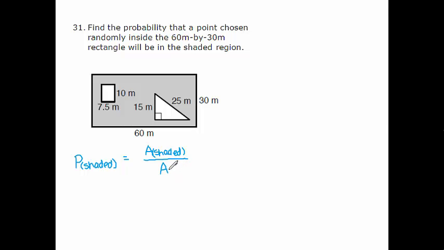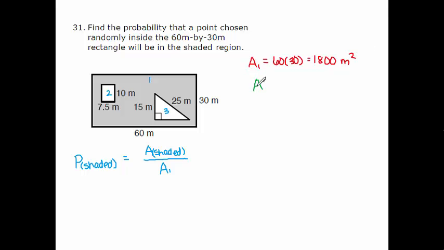I'm going to call the big rectangle region 1. I'm going to call this other small rectangle region 2 and the triangle region 3. In order to find the area of that shaded region, I'm going to take the whole area, the 60 by 30 rectangle, and subtract the other pieces that are not shaded. I'm going to start with region 1, which is the big rectangle. The area of that is base times height, so that is 60 times 30, and that gives us 1,800 square meters.